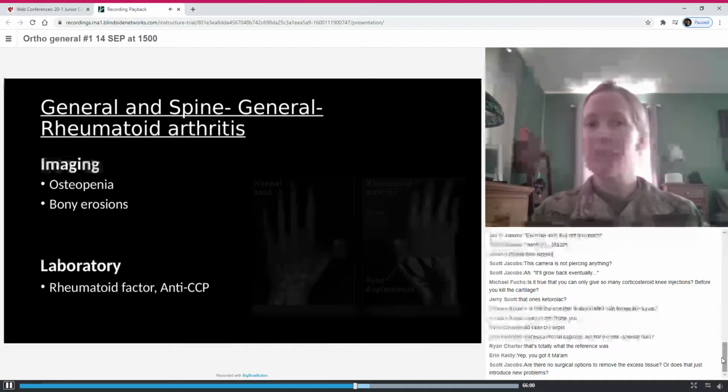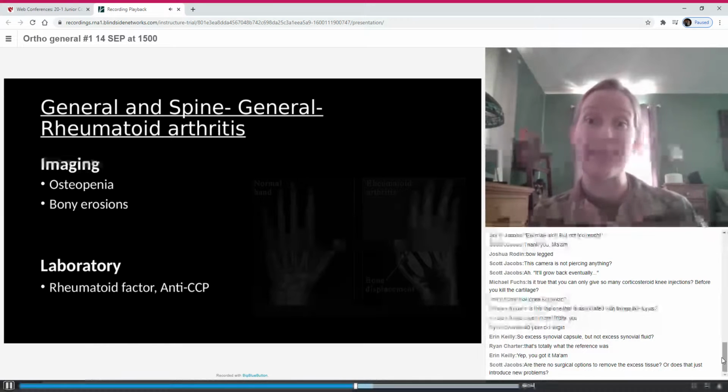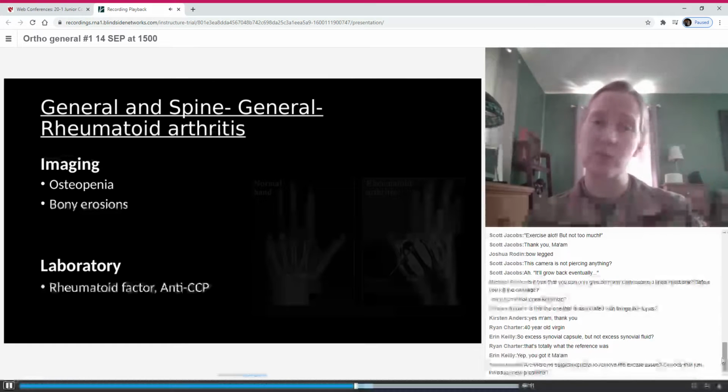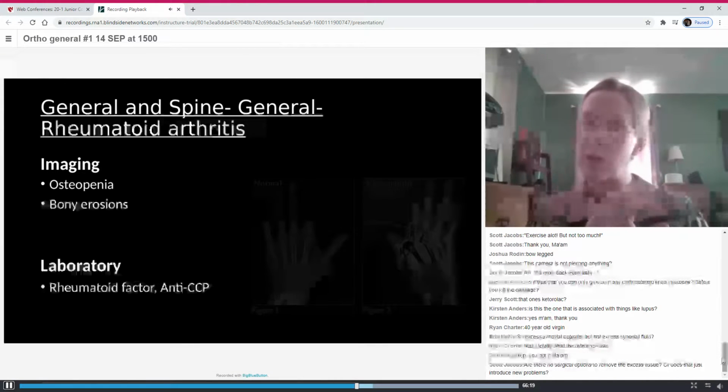No, Jacob, assuming the joint is large enough that we can get into it with a scope, then we can take out the excess synovium. That's why I think that previous picture was probably a knee, because that is a joint that we can get into with the scope. The wrist is probably the smallest joint we can get into with the scope.